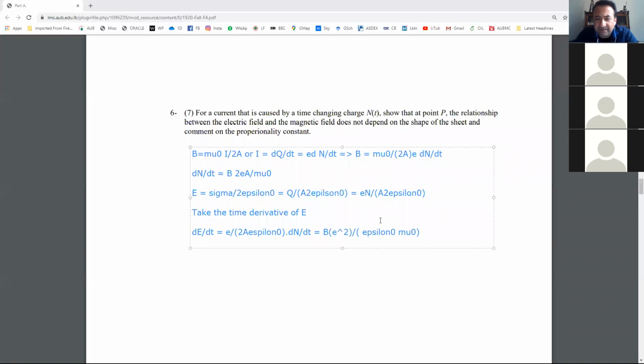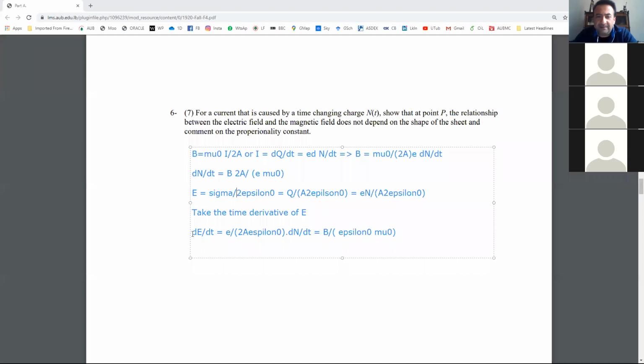Professor? Yes? I think dN over dt should be equal to B 2A over e mu 0. Right, e should be in the denominator, you're right. That's why it should not appear here. That's right. This should go away. So this is B, and e should be in the denominator. Right? Is that correct? Yeah. That's right. Thank you. Okay, sigma over 2 epsilon 0. Okay, this is all correct.